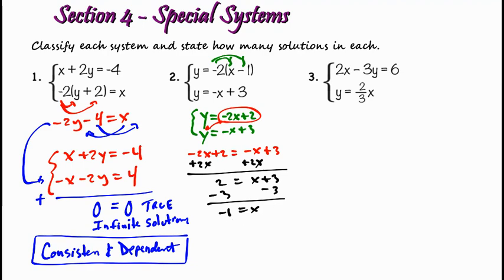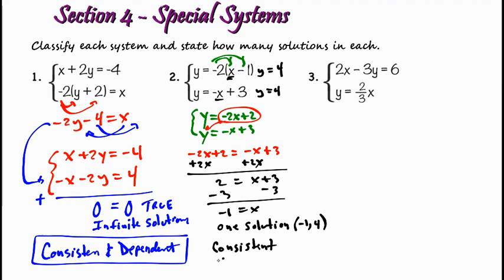This is a unique solution, which means that there is one solution. If I plug that negative 1 for x back into both equations, do I get the same y? Plug negative 1 into the first equation: negative 1 minus 1 is negative 2. Negative 2 times negative 2 is positive 4. And if we plug negative 1 for x in the second equation, the negative of negative 1 is positive 1, plus 3 is positive 4. Because they match, we have one solution, and that is negative 1 comma 4. So this system is consistent and independent.